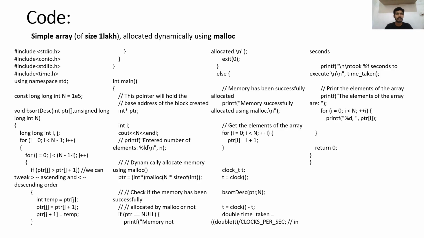Now we will be seeing the code. First of all, we will see the simple array which is of size 1 lakh. It has been allocated dynamically by using malloc. So we have allocated the 1 lakh elements by using this syntax, that is malloc. And after that, the sorting is done as per the bubble sort. Two loops have been taken, and this has been sorted.